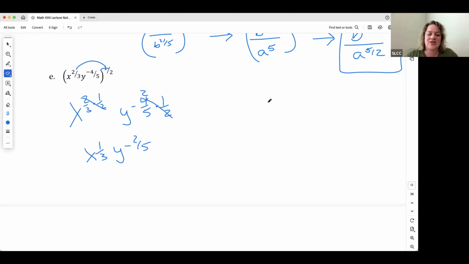So I just change that. x to the 1/3 divided by, because now I'm taking the reciprocal of y over 1, so now it's 1 over y. So moving that to the denominator and making it positive. Move and change the sign.